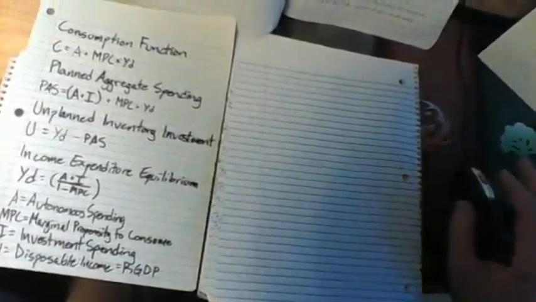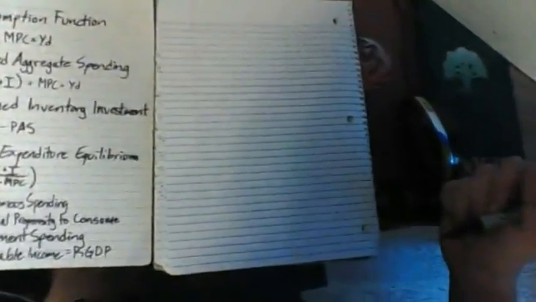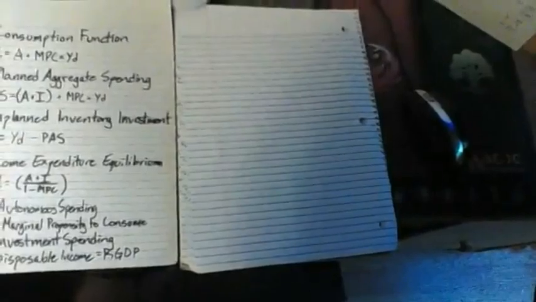So this is going to be part 2 where we actually work through some of the problems on that aggregate expenditure assignment that we had. So we're going to be going through questions 12 through 20. And question 12 asks us, what is the consumption function?